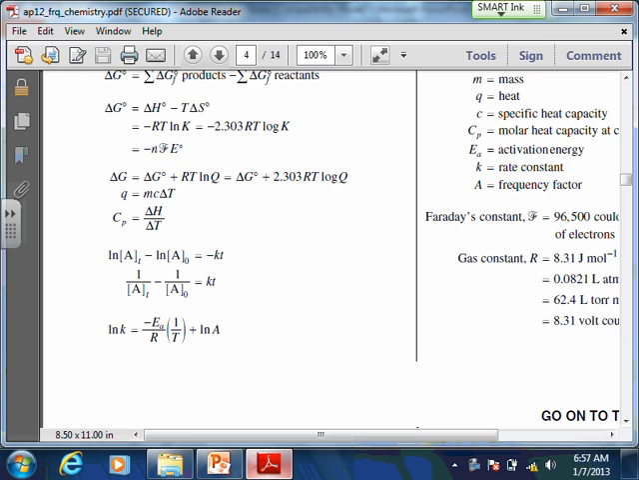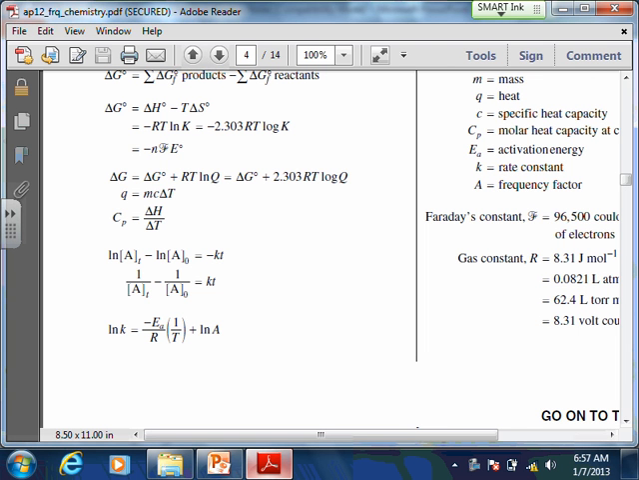Now, just for the sake of time, because I feel bad about how long these videos have been taking, we may not go all the way through this process, but we can at least start it and talk about how we would graph it. So we've got the natural log of k equals the negative Ea over R times 1 over T plus the natural log of A, all right?